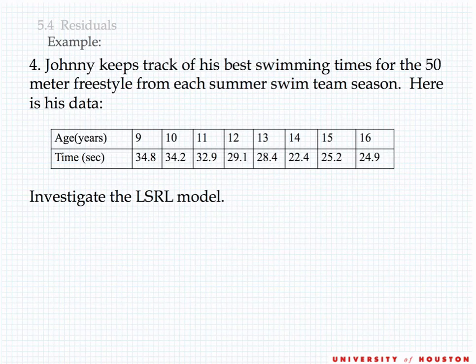Let's look at one more example. Johnny keeps track of his best swimming times for the 50-meter freestyle from each summer swim team season. And here's his data. We want to investigate our least squares regression line model. So we're going to go through our steps that we did with the previous example. We're going to look at our scatter plot, find our least squares regression line, look at our values for r and r squared, and look at our residual plot and see whether or not we think that the least squares regression line is a good model.